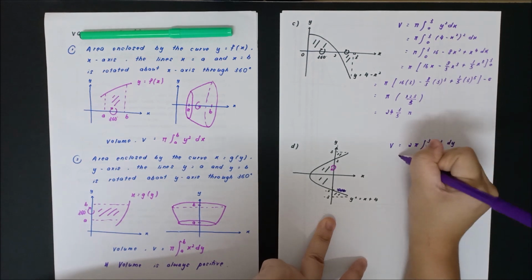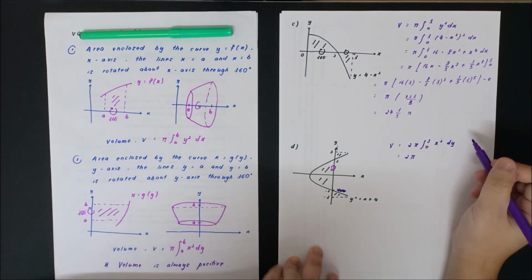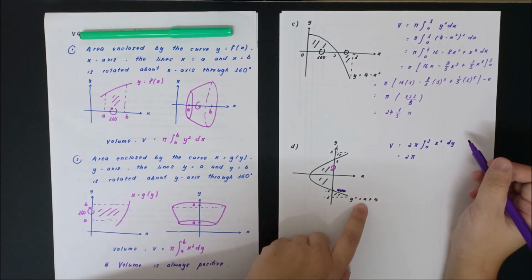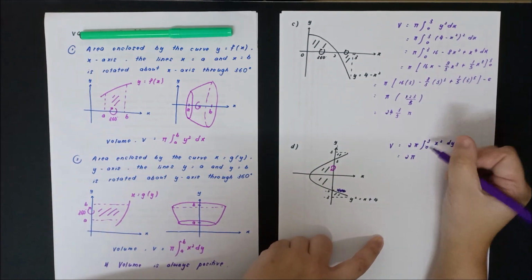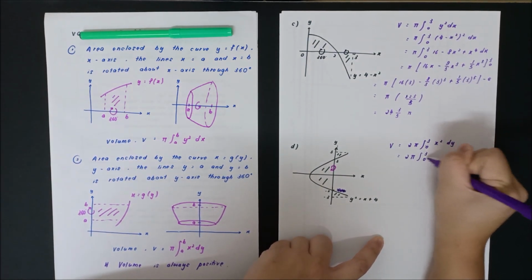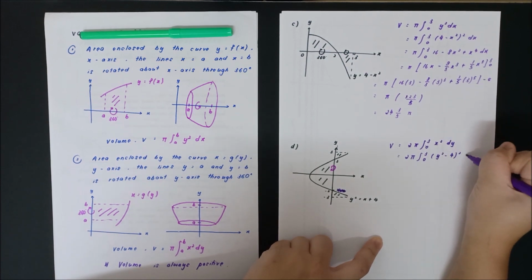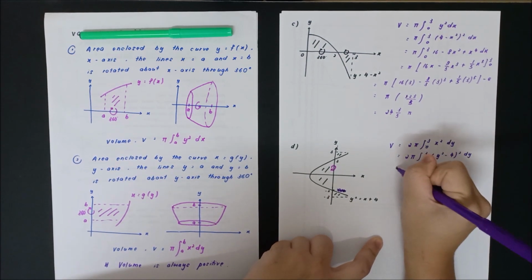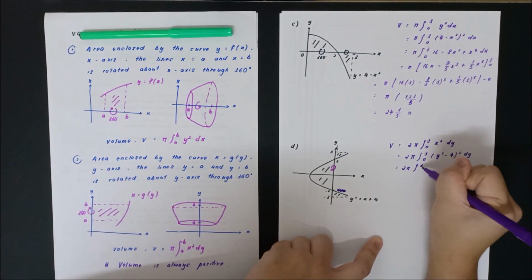Okay, so equals to 2 pi, and what's my x squared? So y squared equals to x plus 4, so meaning x equals to y squared minus 4. So 3, 0, then y squared minus 4 squared dy. So 2 pi, then let's expand this.